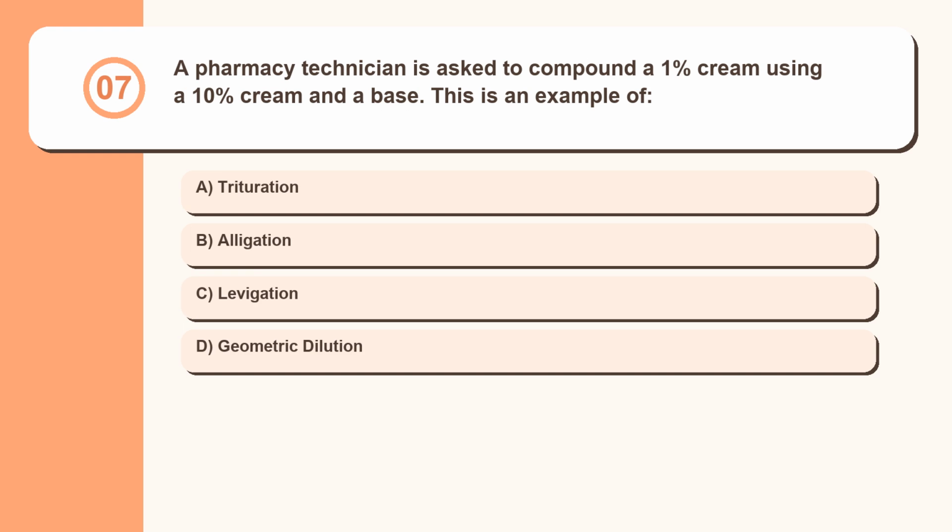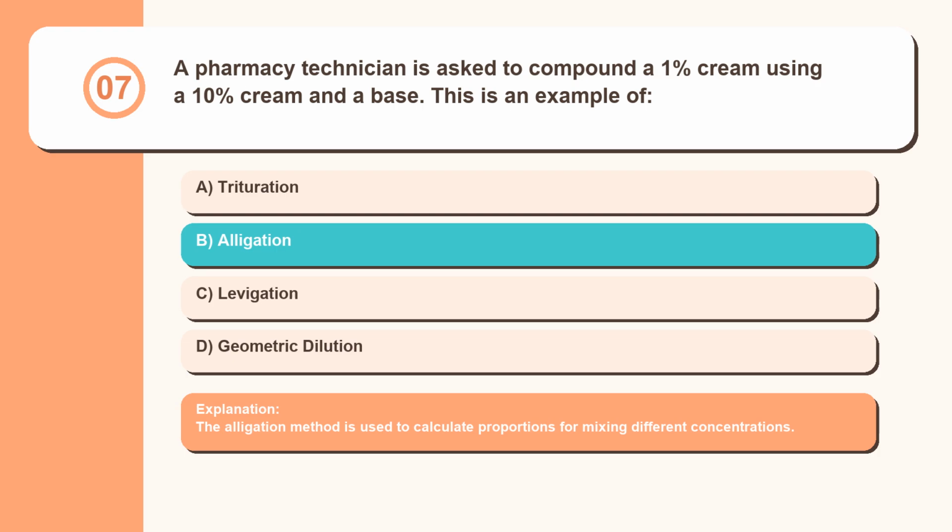Question 7. A pharmacy technician is asked to compound a 1% cream using a 10% cream and a base. This is an example of trituration, alligation, levigation, geometric dilution. The alligation method is used to calculate proportions for mixing different concentrations.